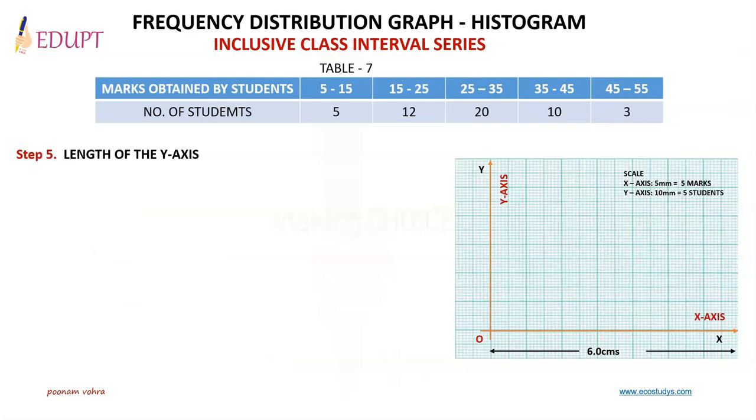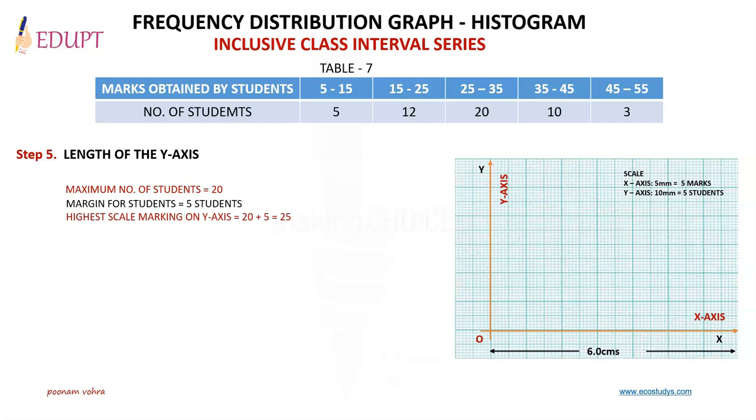Similarly, one can find the length of y-axis. Here maximum number of students are 20. Margin for students, we have assumed 5 students. So highest scale marking on y-axis would be 20 plus 5, that is 25.